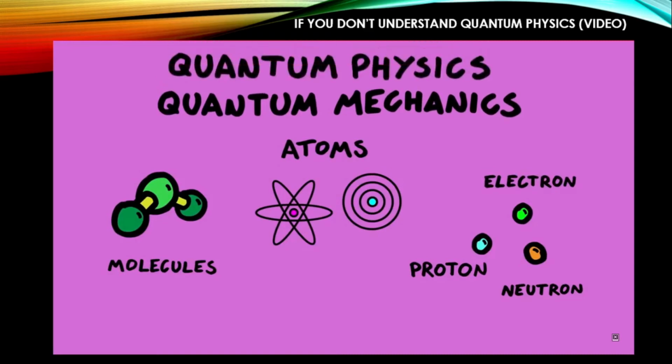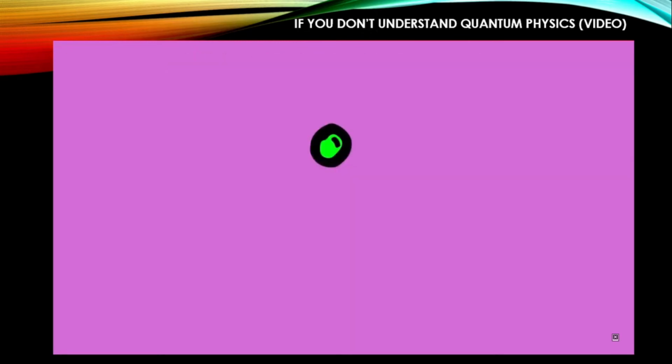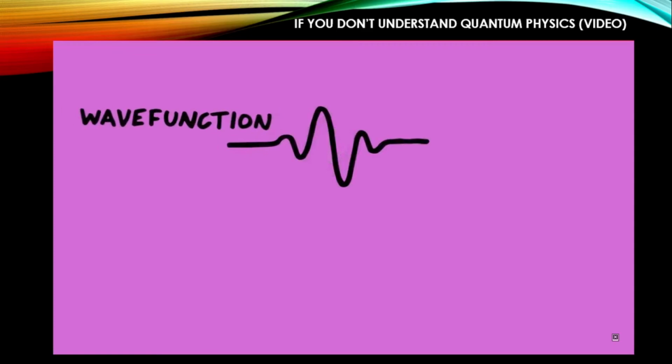By the way, I'm using quantum physics and quantum mechanics interchangeably, they're the same thing. So instead of an electron looking like this, it should look something like this. This is called a wave function.